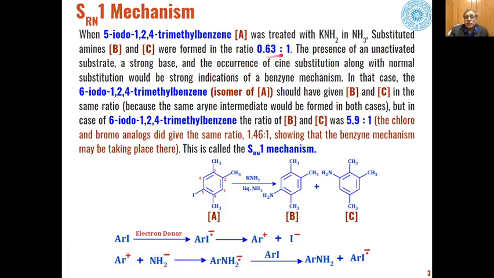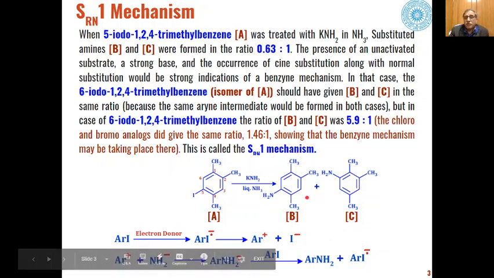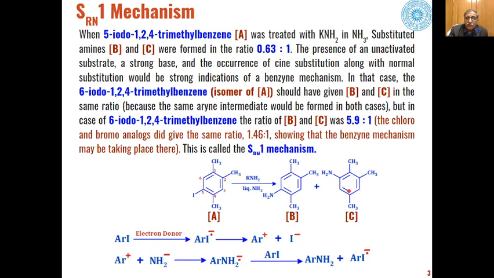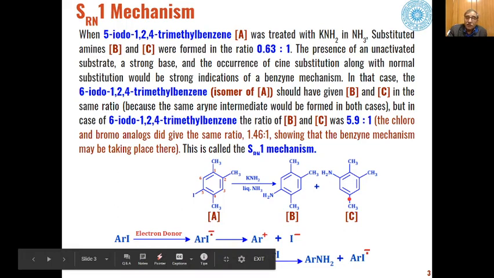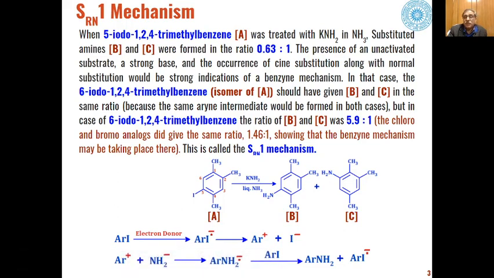But when the ratio of these products was seen, it was found that the ratio of B to C was 0.63 to 1. That means if C is formed as 1, B is formed as 0.63. What we can see from here is that this type of product formation cannot take place by the benzyne mechanism, because under the benzyne mechanism the aryl halides are also converted into these two types of products, but there the product ratio is 1:1. Because of this low product ratio, it is clear that the mechanism involved here is not the benzyne mechanism.